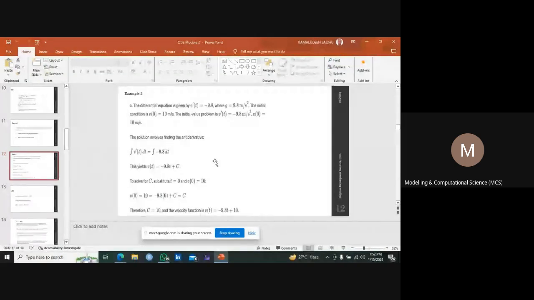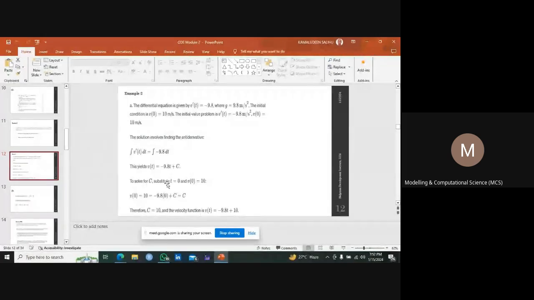Now, how do we do that? You do this by eliminating this change in velocity. And how can you do that? By integrating both sides. When you integrate this side, you have velocity of t equal to, when you integrate negative 9.8, a constant times t will be added, then plus the arbitrary constant c, that is the constant of integration.